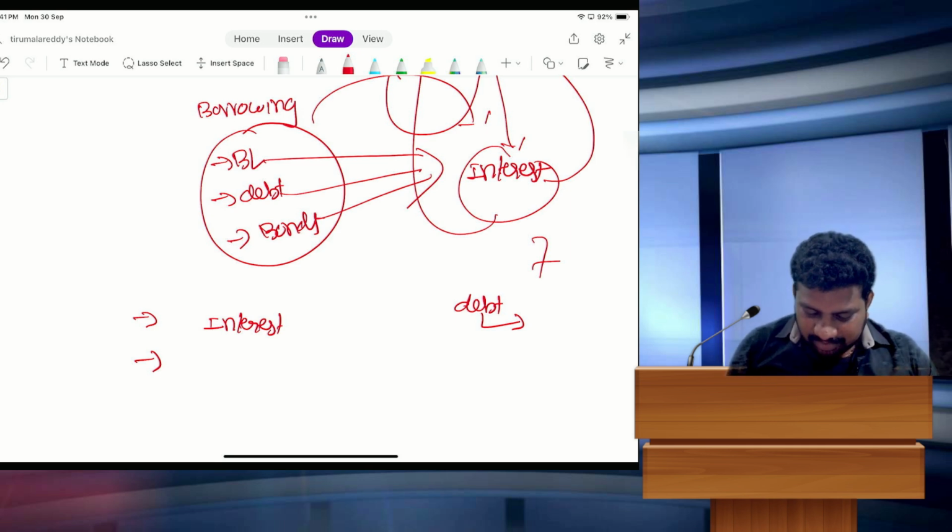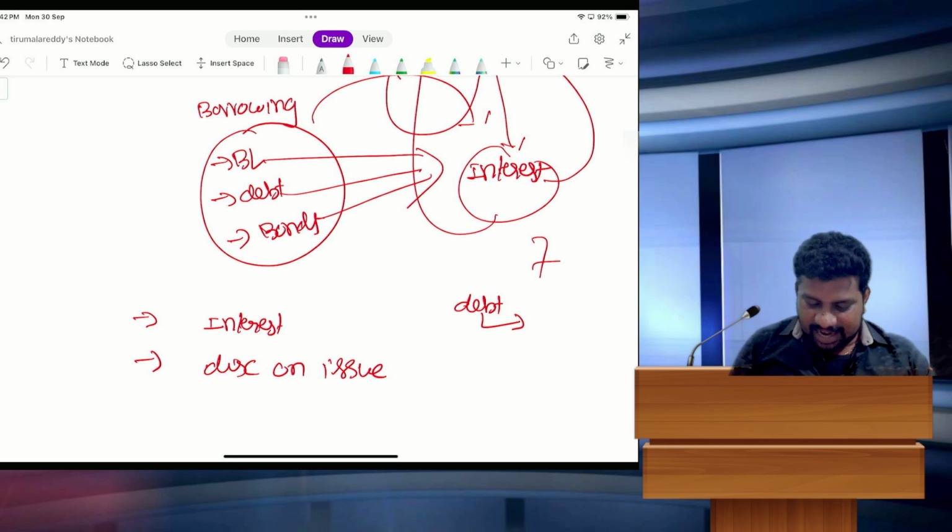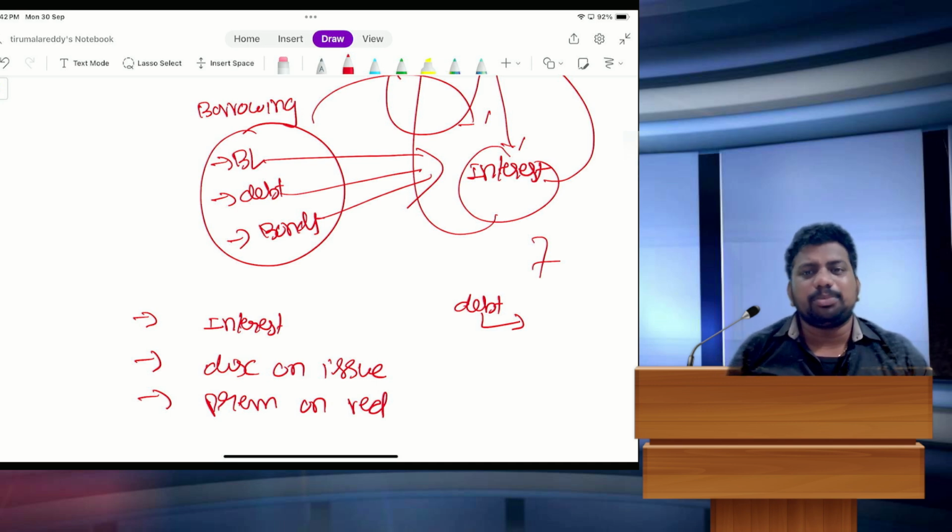So interest, and then discount on issue. This is also borrowing cost. And then premium on redemption of debentures. This is also borrowing cost.